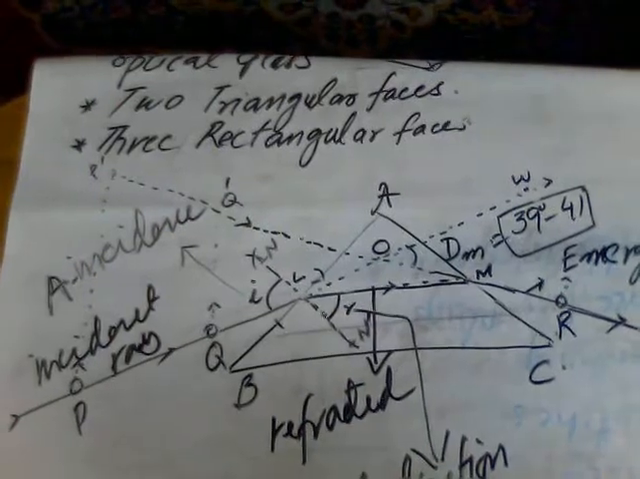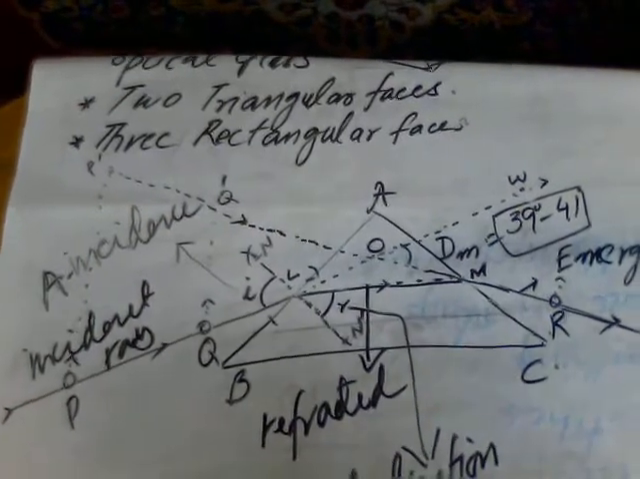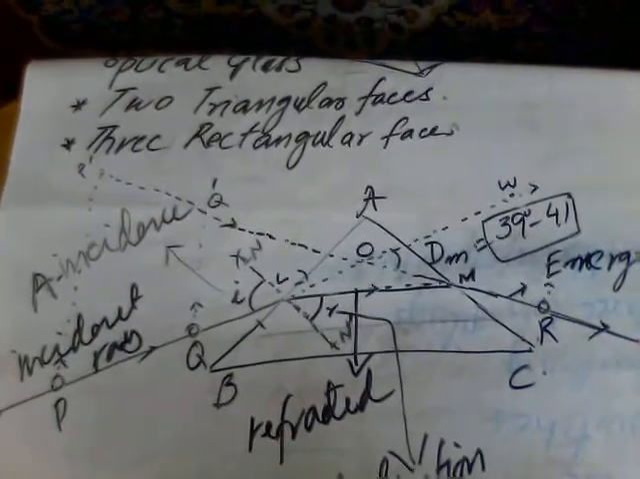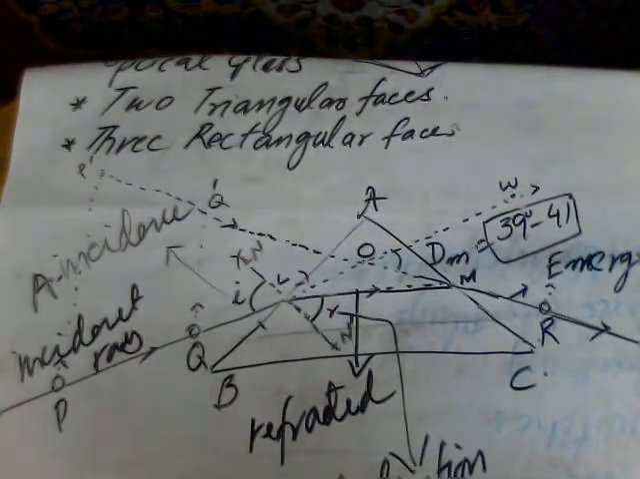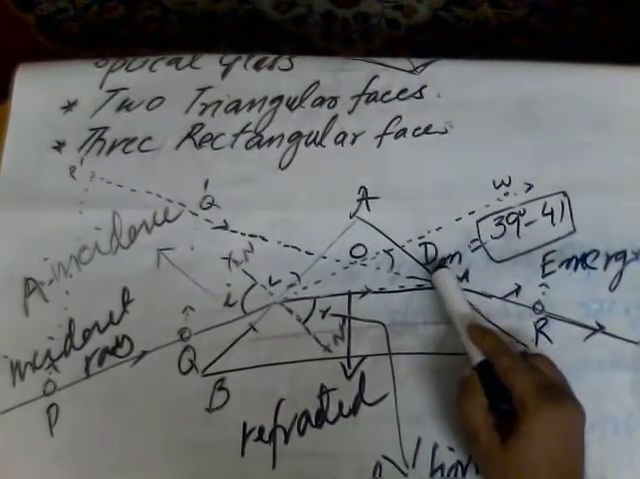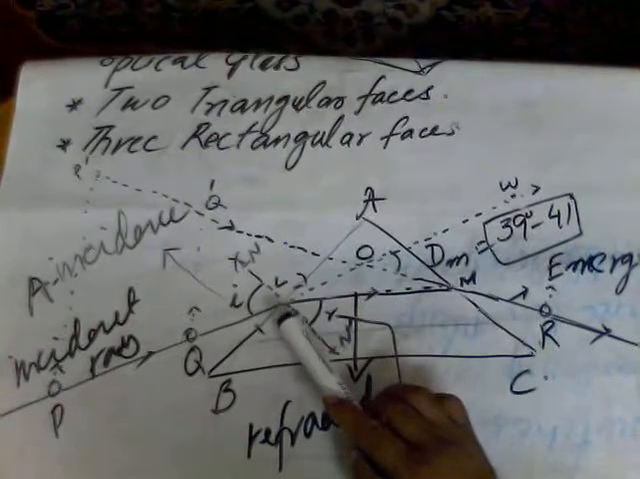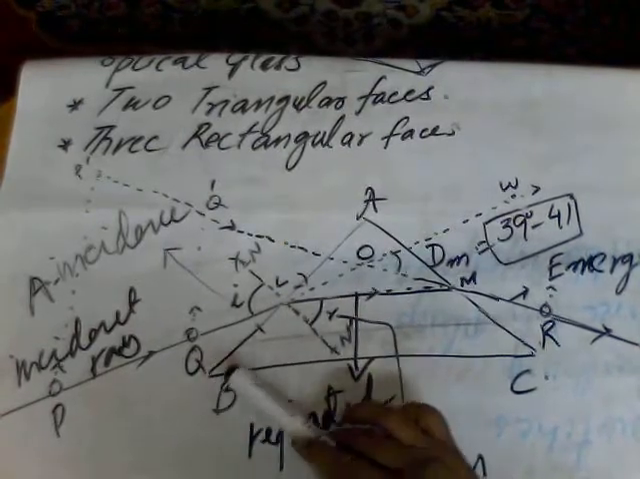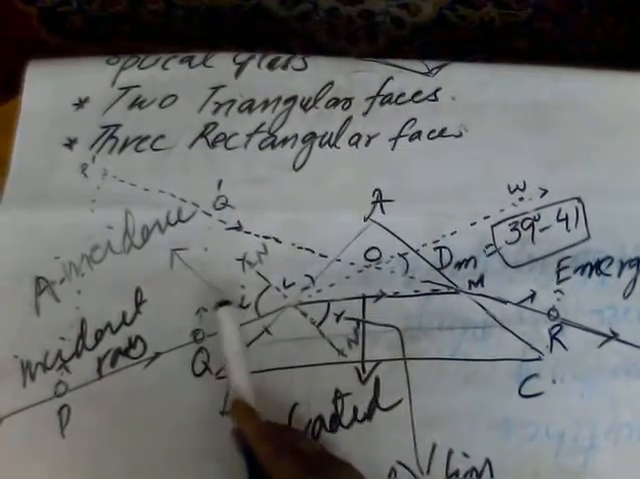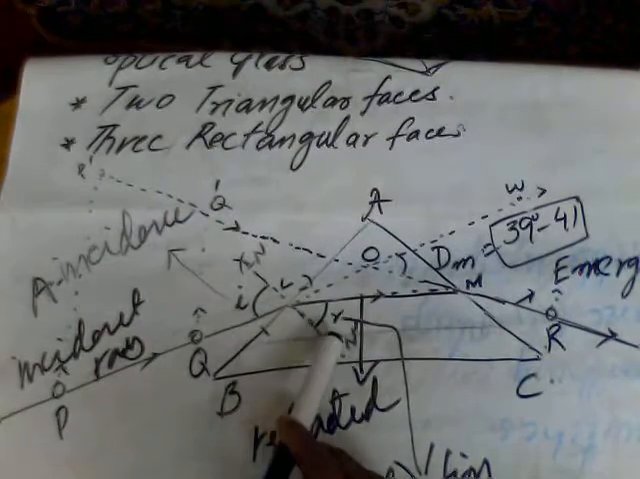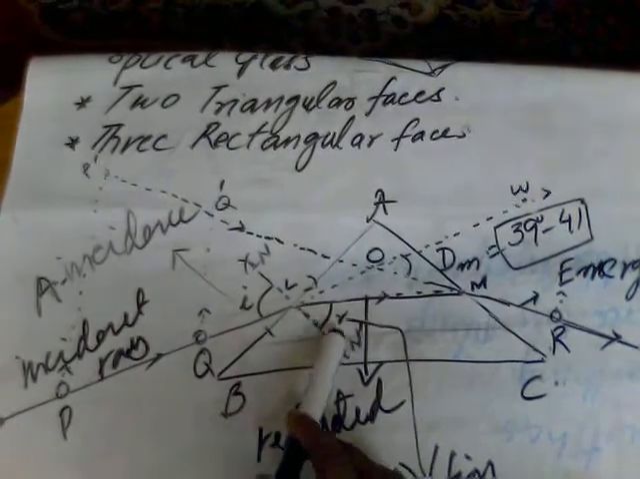So today we learned 3 things: the passage of light through the prism, to measure the angle of deviation, and to draw the normal on the side AB and measure the angle of incidence and angle of refraction.